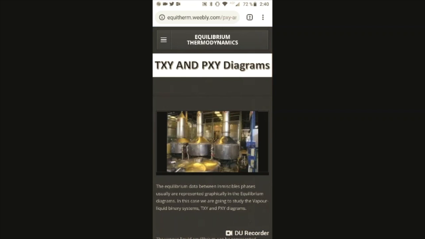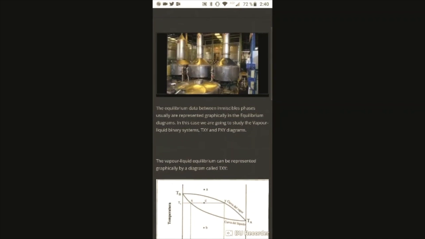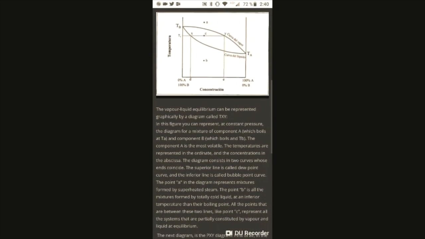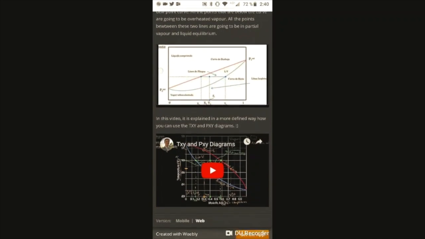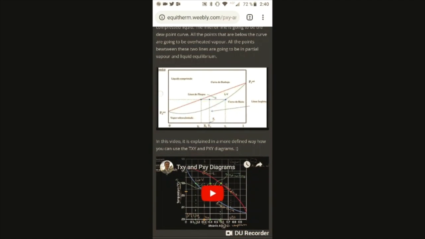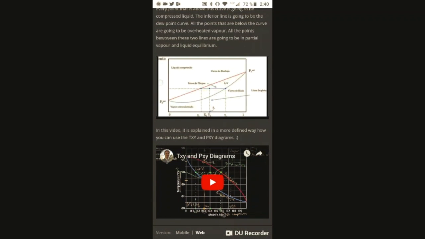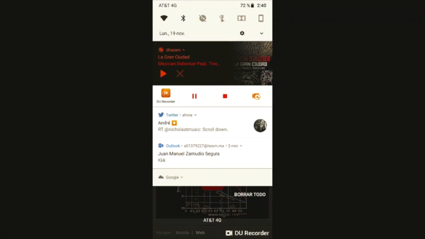Finally, at the bottom, there is a button that will take you to the PXY and TXY diagrams. It is important to understand them so you can know at which temperature and pressure your system needs to be so you can separate in a more efficient way. It will be explained every component of both diagrams, and a video to have a better understanding of the subject.